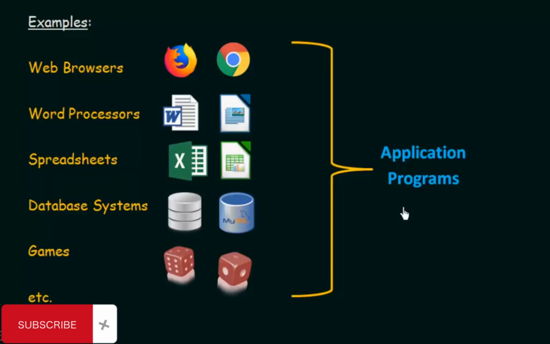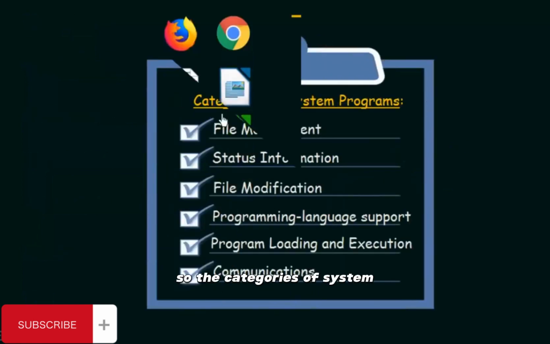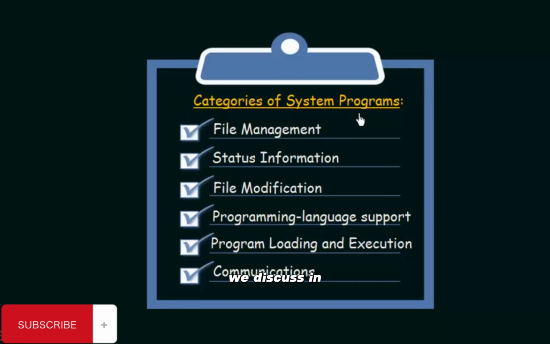Alright, so let us have a quick recap of the system programs, which was the main focus of this lecture. What were the categories of system programs that we discussed? The categories of system programs we discussed in this lecture are file management, status information, file modification, programming language support, program loading and execution, and communications. These are the categories into which we can divide our system programs.